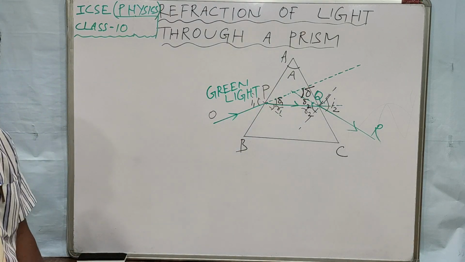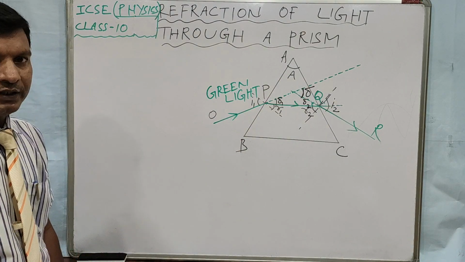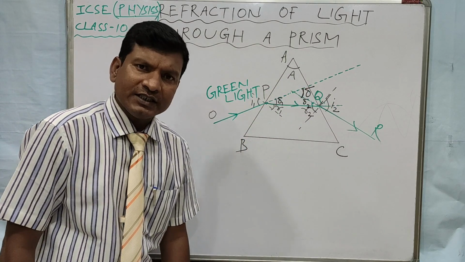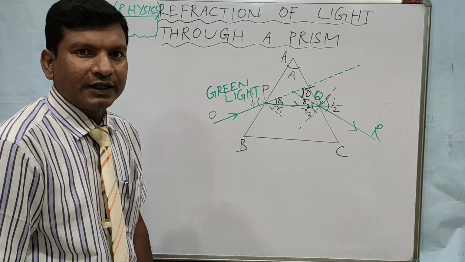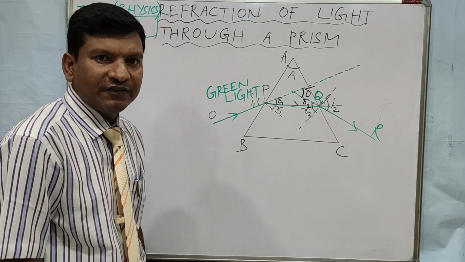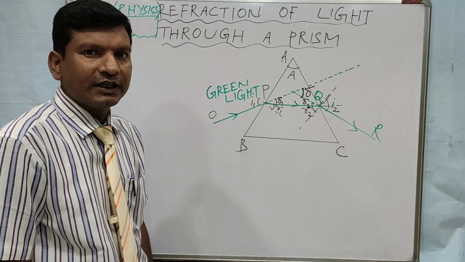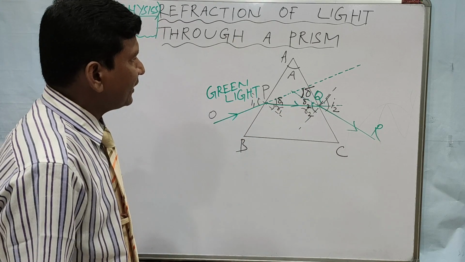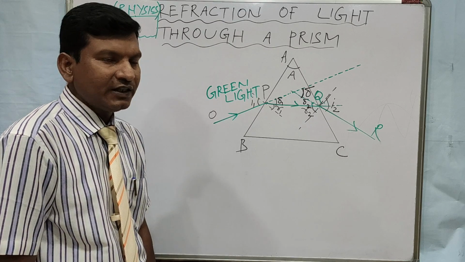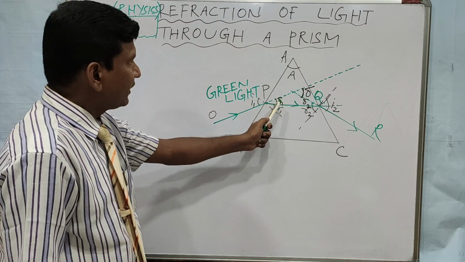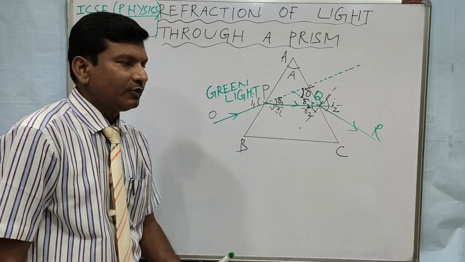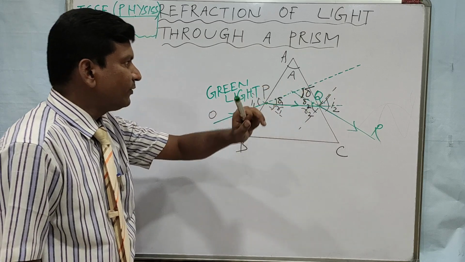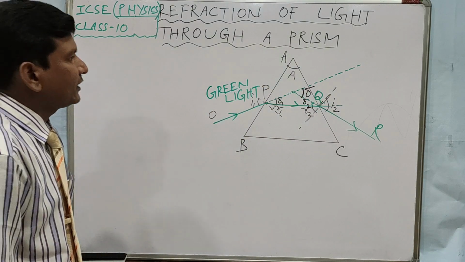Now what is the angle of deviation? The angle between the incident ray produced forward and the emergent ray produced backward is known as the angle of deviation, and it is denoted by the symbol delta. See over there, this is the symbolic representation of the angle of deviation. This delta is equal to delta 1 plus delta 2. So if you add this deviation with this deviation, then we get the magnitude of delta.